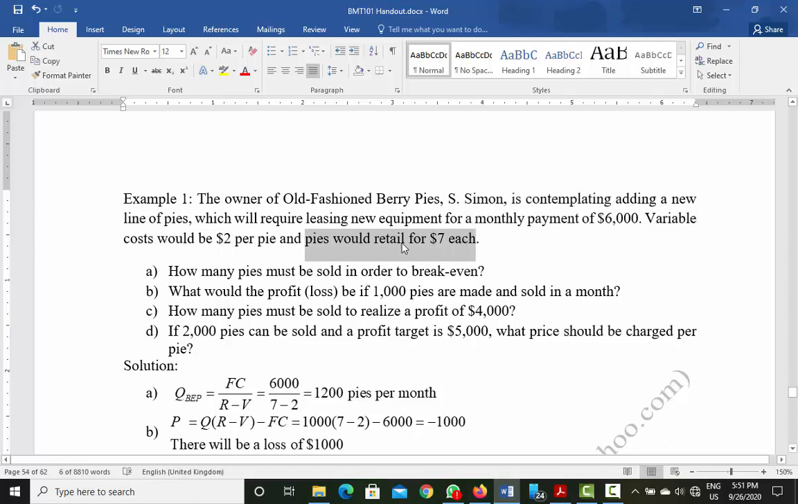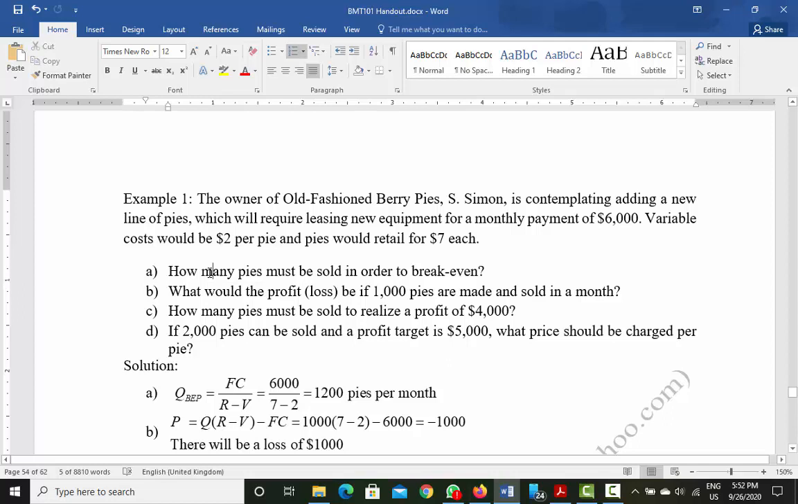Retail means if you sell a single pie, the price is $7 each. So this is the revenue per pie, or revenue per unit. If you sell a single pie, you will get $7. So this is the revenue per unit, and this is the variable cost per unit.